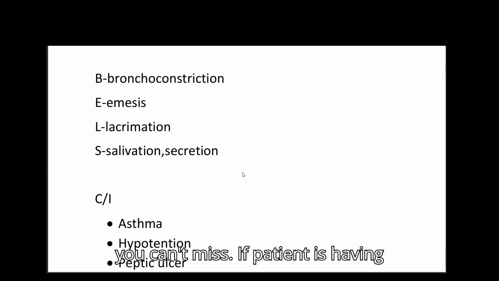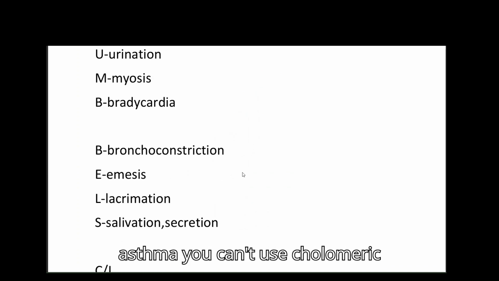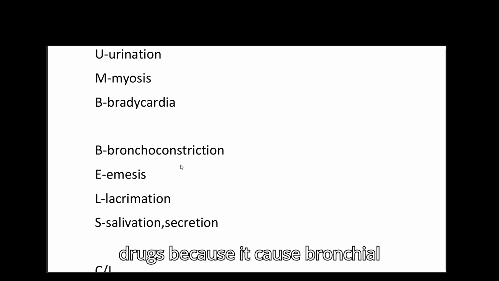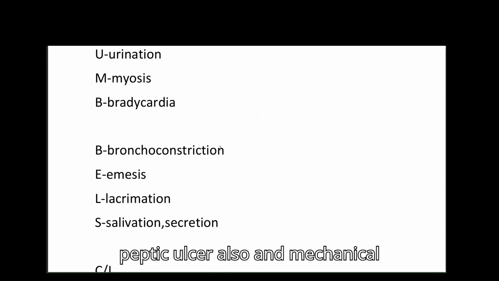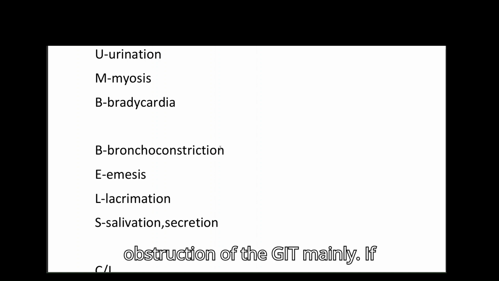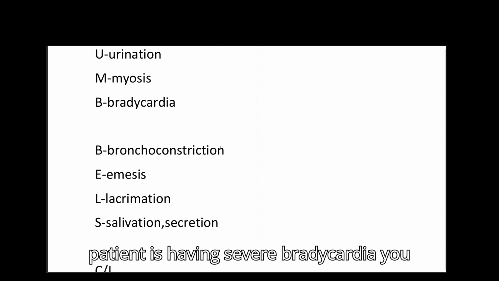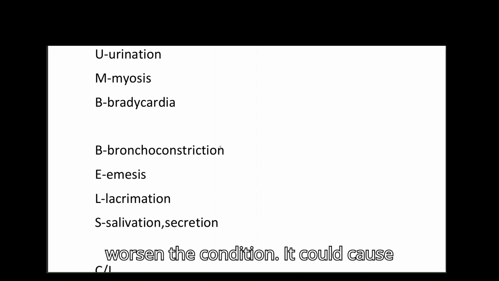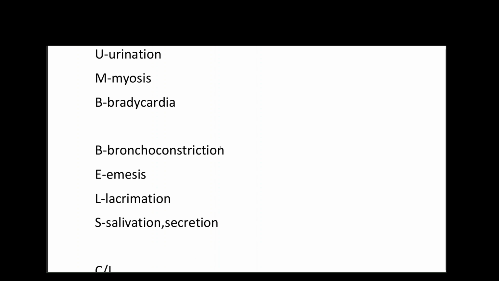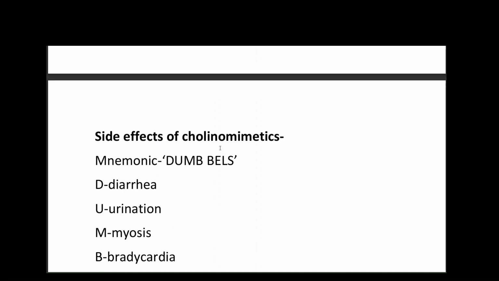If a patient has asthma, you can't use cholinergic drugs because they cause bronchoconstriction and will worsen the condition. Peptic ulcer also, and mechanical obstruction of the GIT mainly. If a patient has severe bradycardia and you give a cholinergic drug, it will worsen the condition and could cause cardiac arrest.